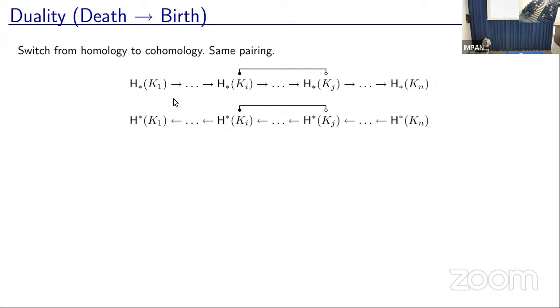It's just that with homology, when you do this, you get that. But we also want to do birth. We also want to move the point and change the birth value. And there's a very simple trick which makes life very easy.